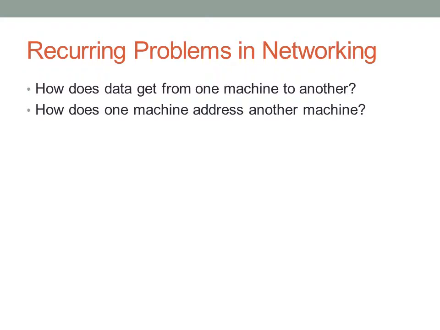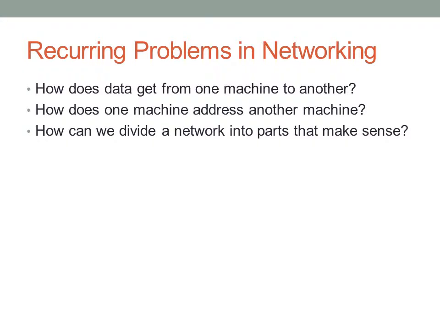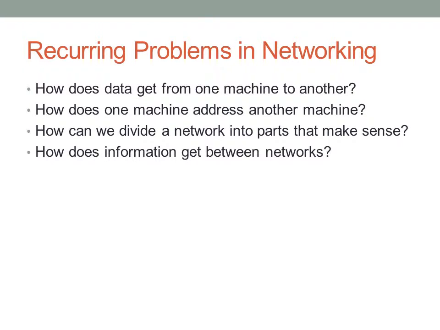Another problem: how does one machine address another machine? How can we refer to machines individually in the short term? Another problem is how we can divide a network into parts that make sense. Say we have an amalgamation of machines. How can we logically divide the network into portions that make it easier to refer to individual devices? Finally, we want to look at how information gets between these networks.